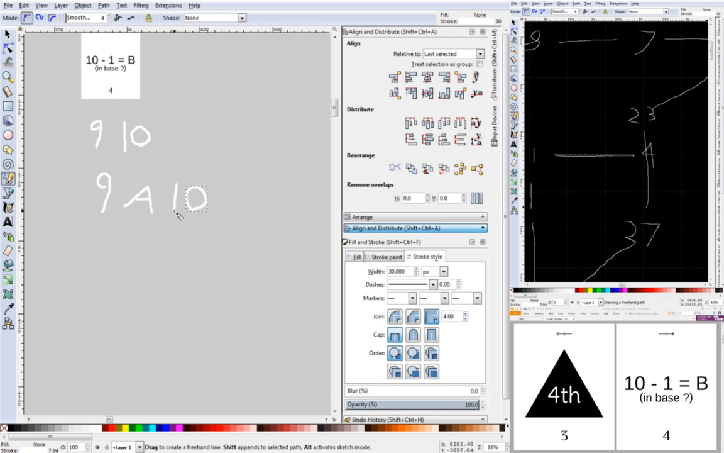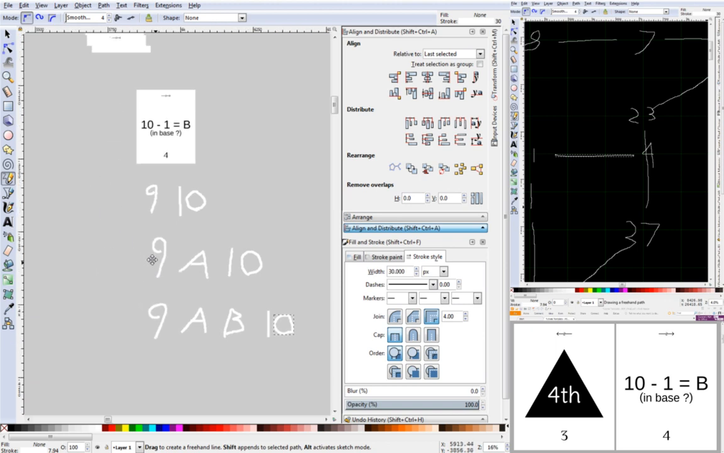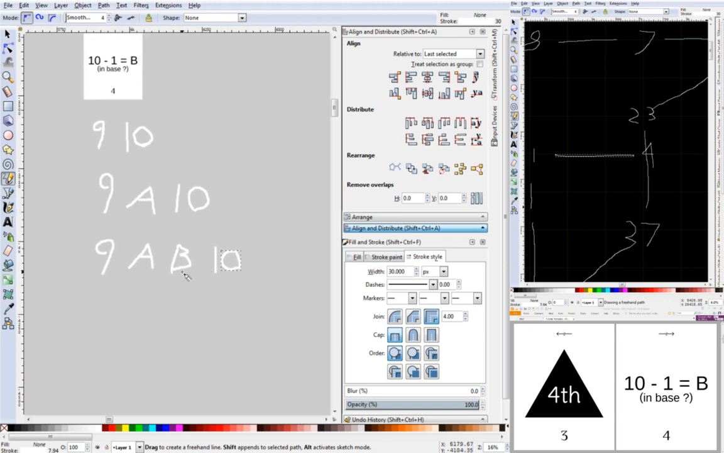Use A instead. You start using letters and everything. You can go up to 36 bases that way because you have nine numbers and 26 letters, and then 36 is 10 after. Nine, 10, 11, 12. Since 10 minus 1 equals B.